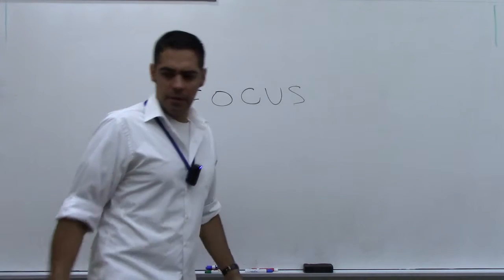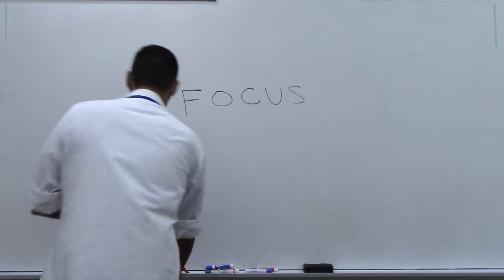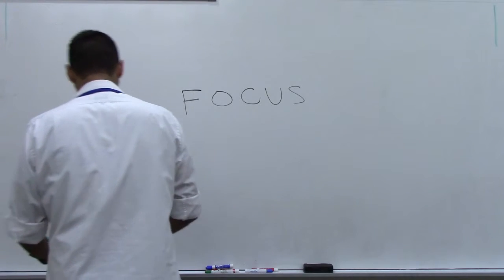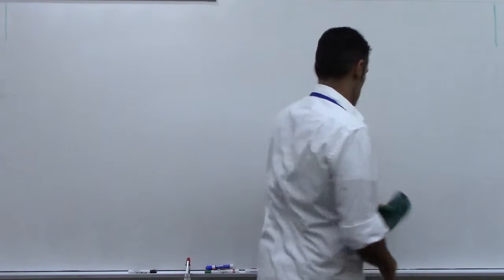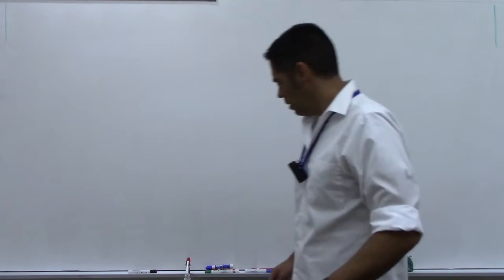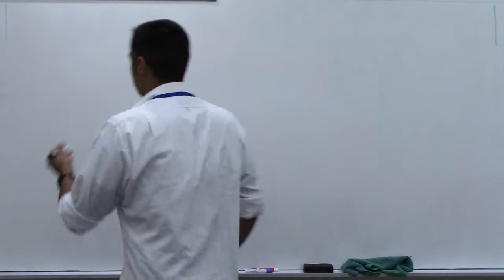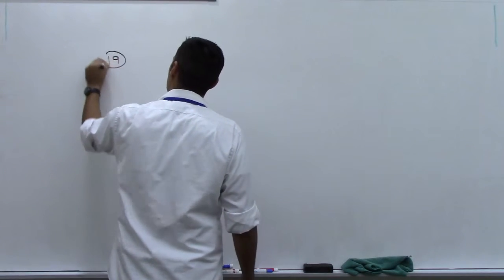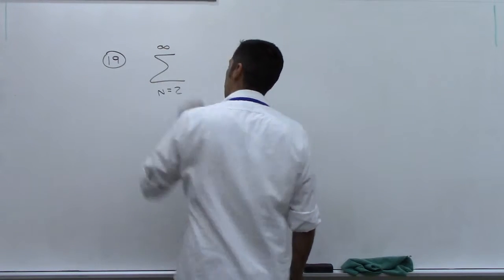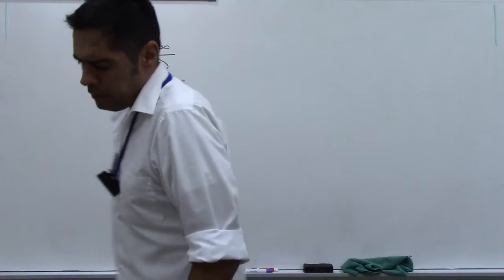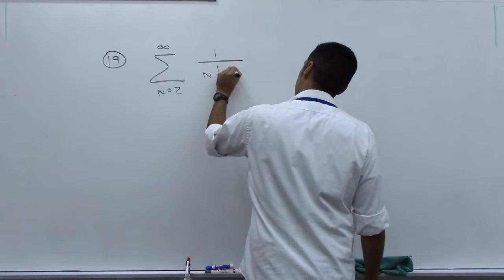Okay, I'll be picking up here, 8.3, starting on number 19. All right. So let's see what we've got here. Sum n equals 2 to infinity of 1 over n natural log n.